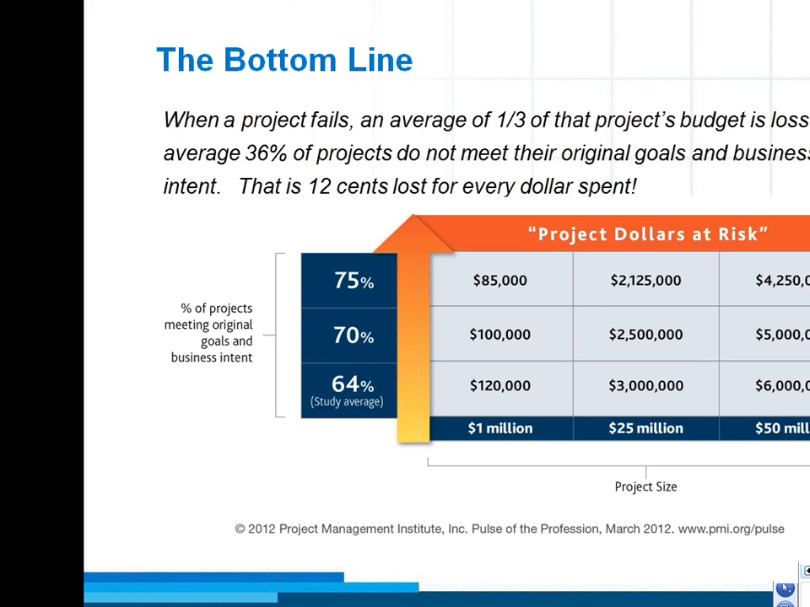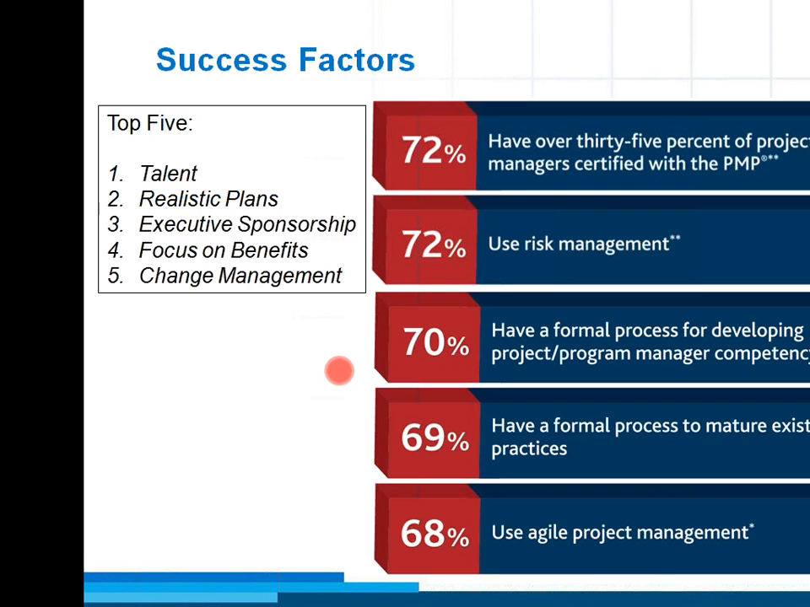And on average, it was found that 36% of the projects do not meet their original goal and business. So this means 12 cents lost for every dollar spent. So whenever we come across a failed project, this is the impact. So if you take it, this is what we get.